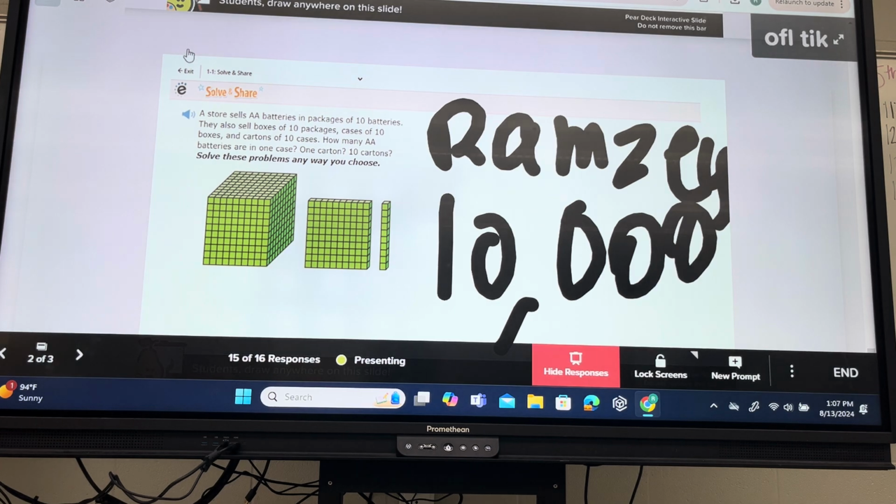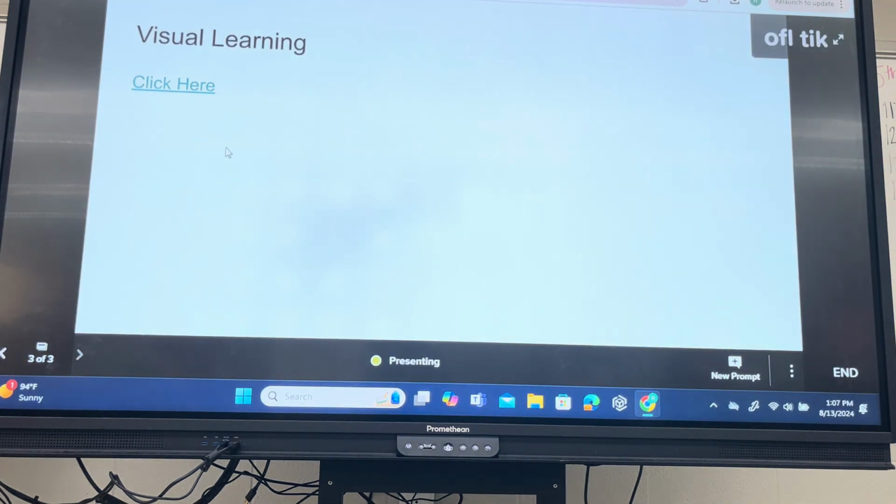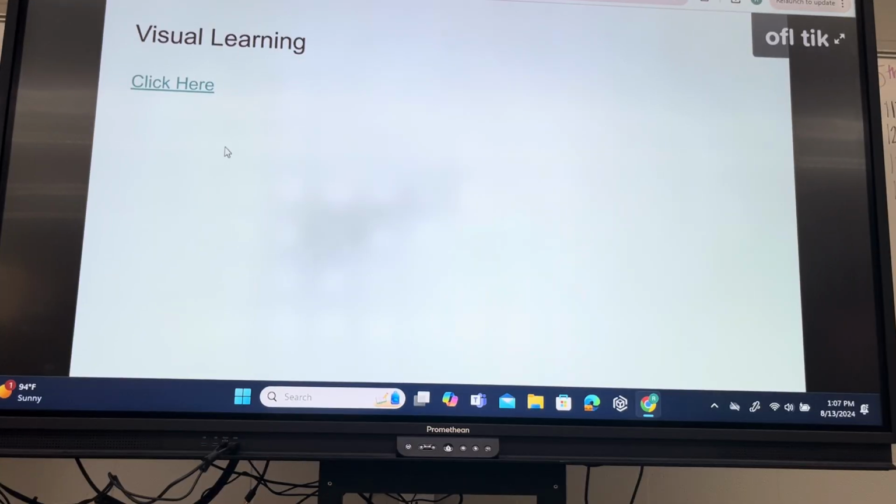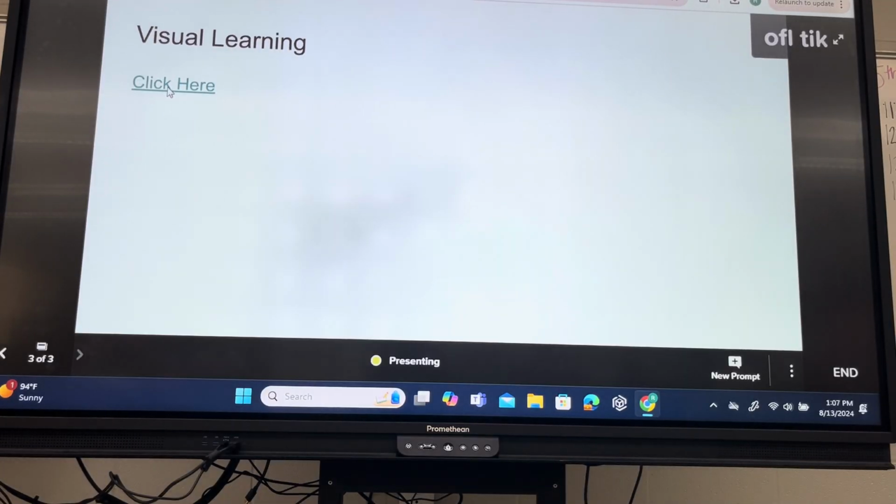All right, you can go ahead and close your Chromebooks. I mean, not that it was hard, but it took a little bit of thinking, right? We had to understand what a package was, we had to understand what a box was, and we had to work our way up. That's what exponents are. Powers of 10.